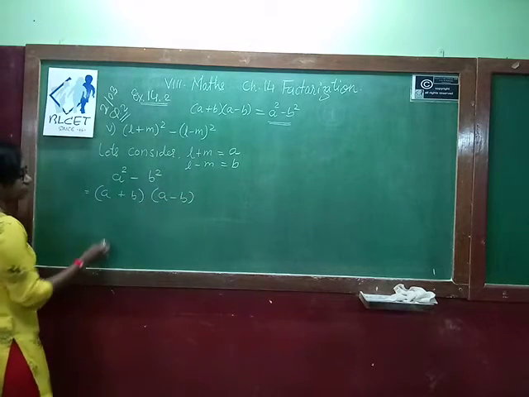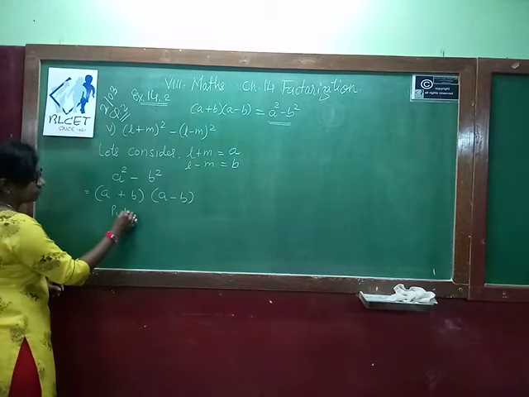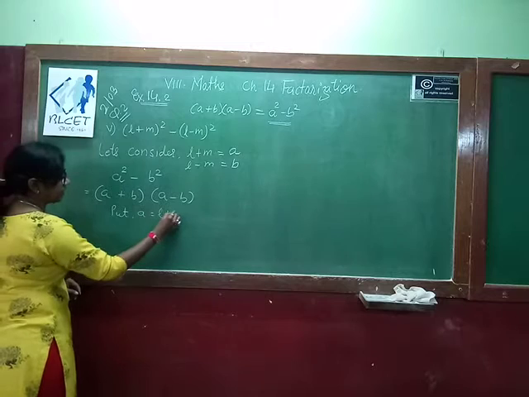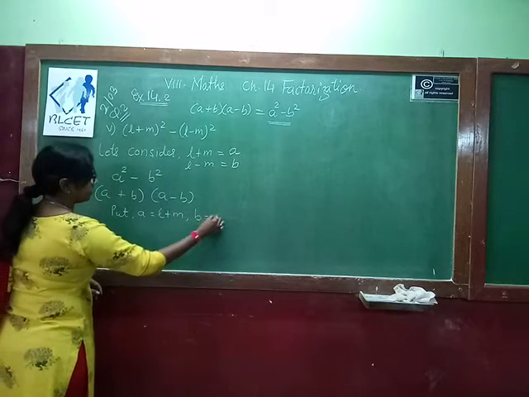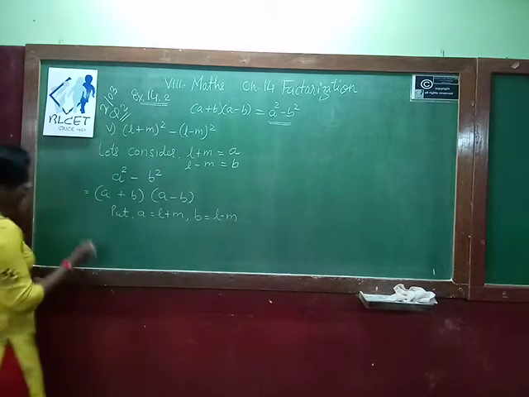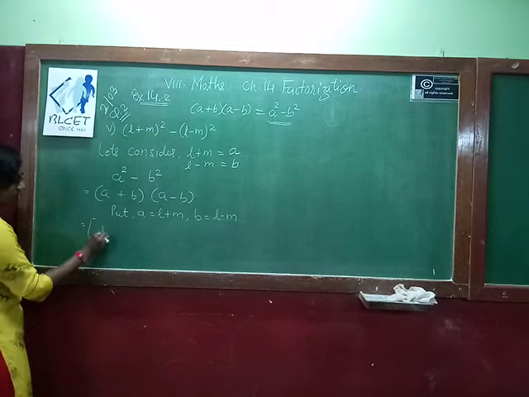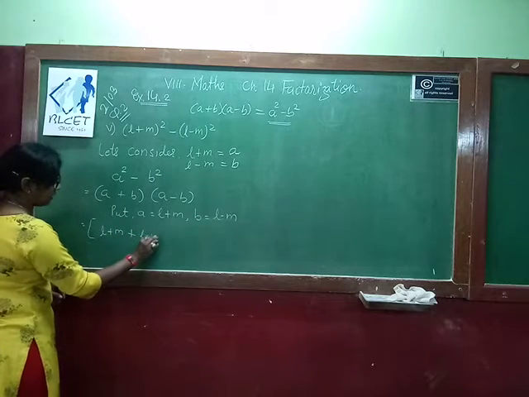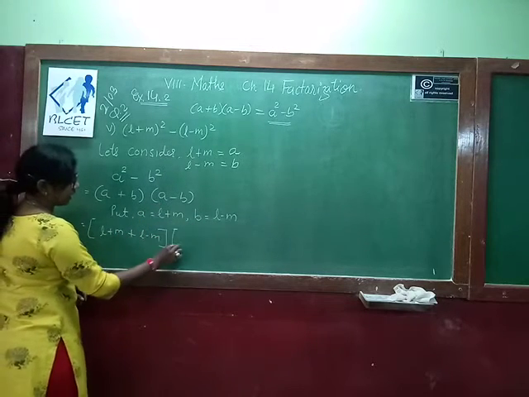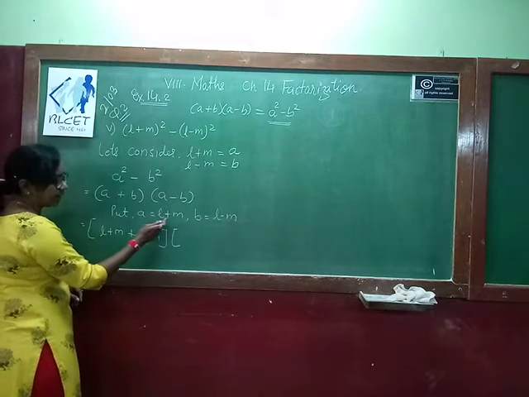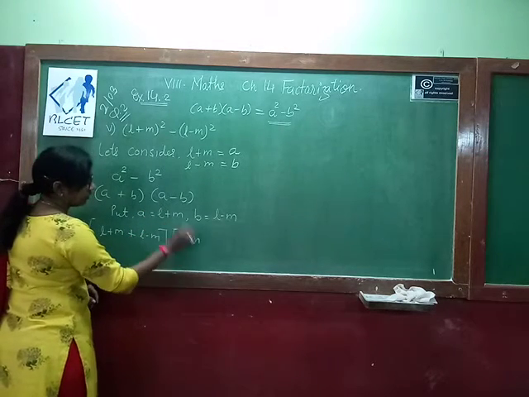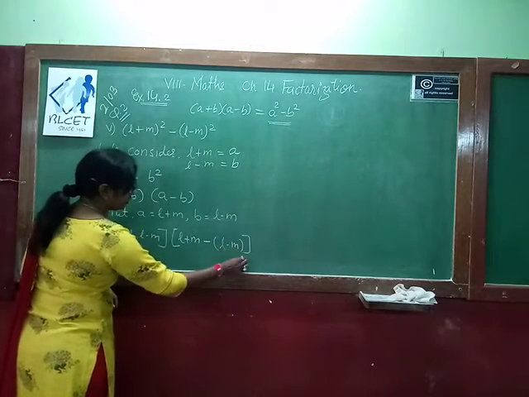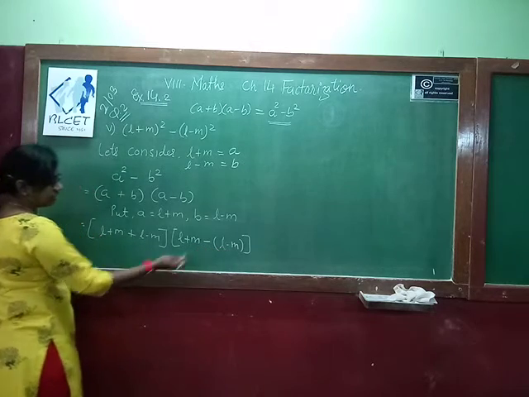Now what we can do? Now put whatever we have replaced, that we have to again put. A is equal to l plus m and b is equal to l minus m. So what we are getting? (L plus m plus, in place of b we write l minus m), in next bracket, in place of a we write l plus m minus (l minus m). So here we have to do some simplifications.